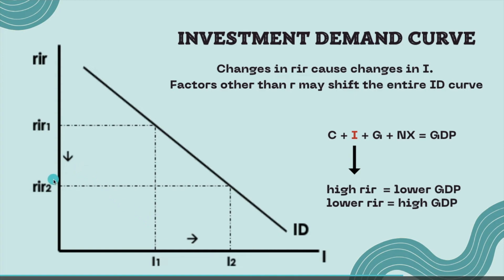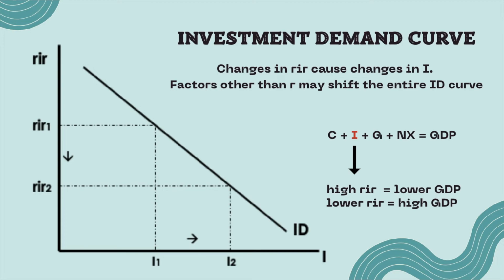But if we decrease the real interest rate to RIR2, notice that the level of investment spending is going to increase to I2. Changes in RIR cause changes in I. Factors other than R may shift the entire investment demand curve.